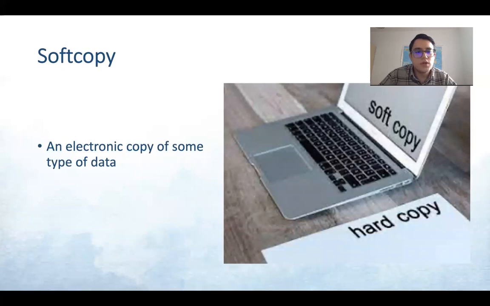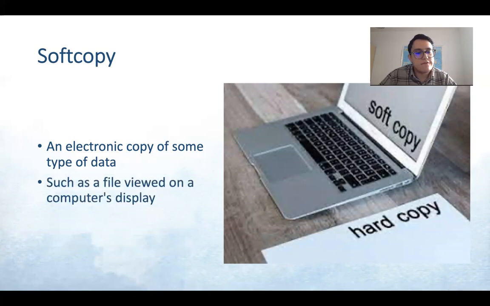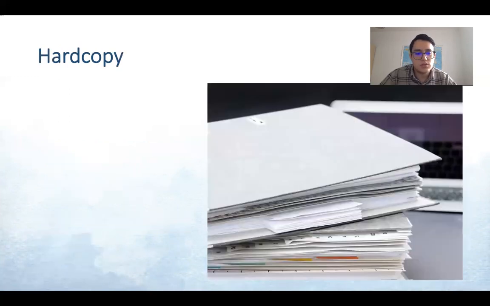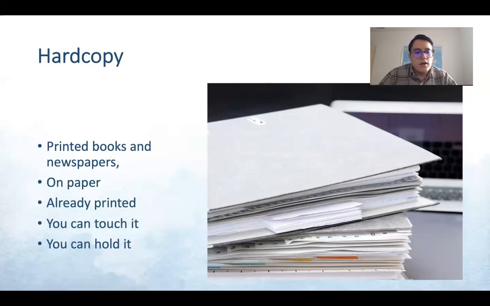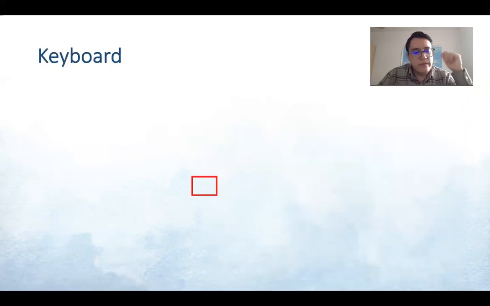An electronic copy of some type of data, such as a file viewed on a computer's display, digital file on computer, cannot touch. Hard copy is printed books and newspaper. It is on paper, you can touch it, it's already printed, you can hold it.